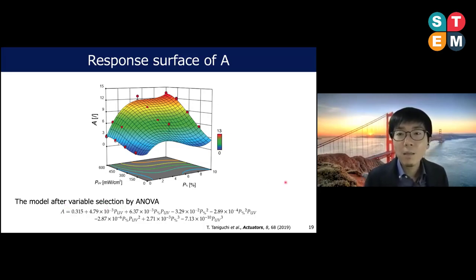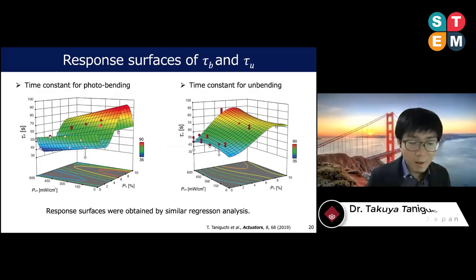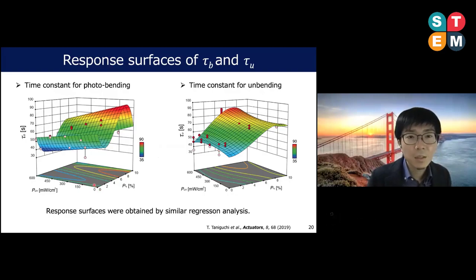In the same way, I obtained model response surfaces of tau B and tau U. These are the time constant for photobending and the time constant for unbending. They are a little bit difficult to interpret, but as to tau B, the response surface was non-linear.